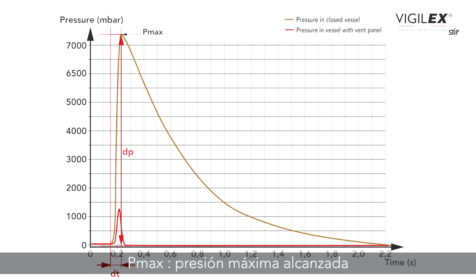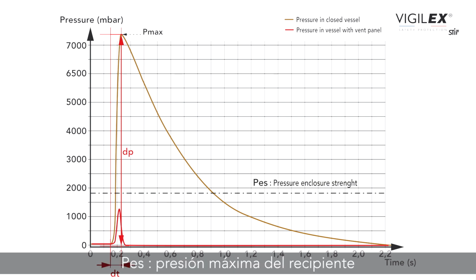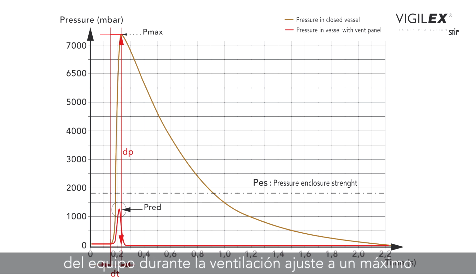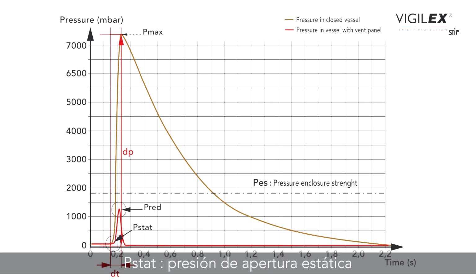Pmax, the maximum pressure reached during an explosion in a closed vessel. PES, pressure and enclosure strength. P-red, pressure reduced, the maximum internal pressure of equipment during venting, set at a maximum of 75% of the ultimate strength of the enclosure. P-stat, the static opening pressure of the venting device.